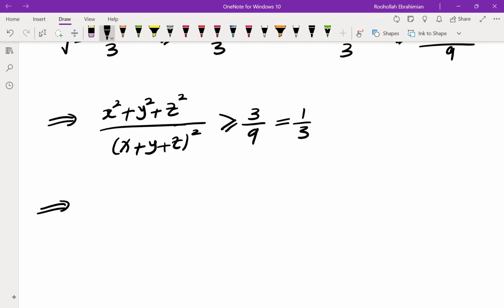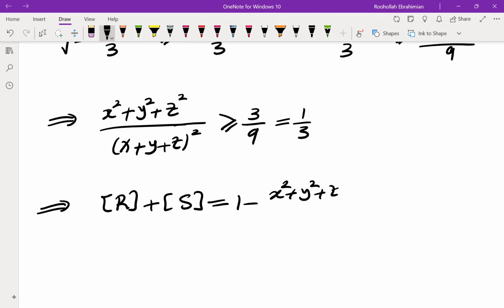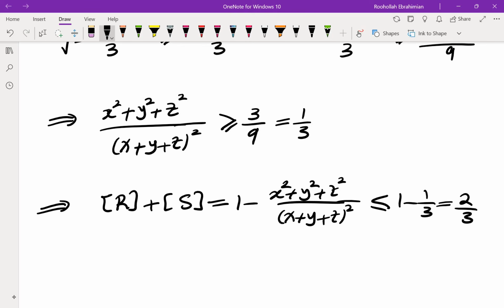So what does that mean? It means the area of R plus the area of S, which is 1 minus this quantity, (x squared plus y squared plus z squared) over (x plus y plus z) squared, is less than or equal to 1 minus 1/3, which is 2/3. So these two areas add up to something less than or equal to 2/3.